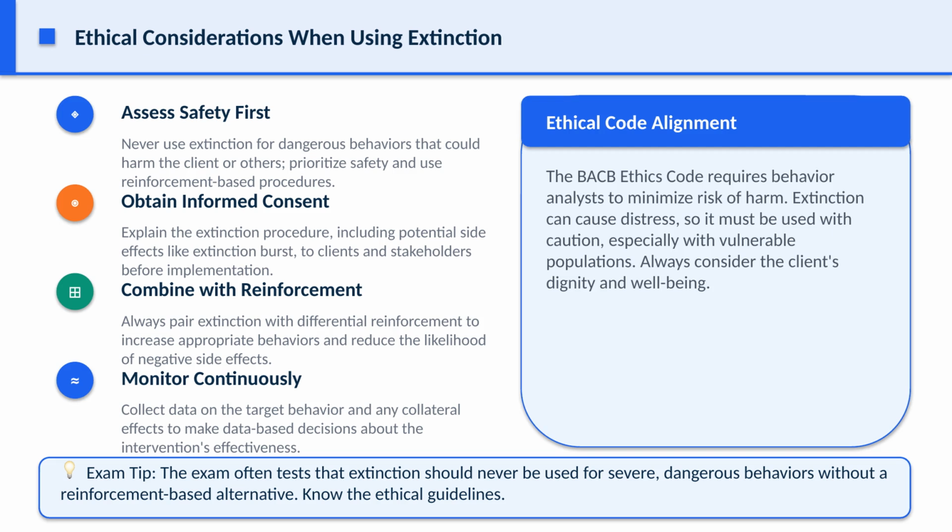On the BCBA exam, expect questions that test your ability to identify when extinction is contraindicated and how to ethically implement it. Always combine extinction with differential reinforcement to increase appropriate replacement behaviors, which reduces the likelihood of aggression or emotional outbursts. Continuous data collection is essential to monitor the target behavior and any collateral effects, allowing you to make timely, data-based adjustments. Finally, plan for relapse. Spontaneous recovery is common, and having a maintenance plan ensures long-term success. The exam will assess your ability to apply these safeguards in real-world scenarios.